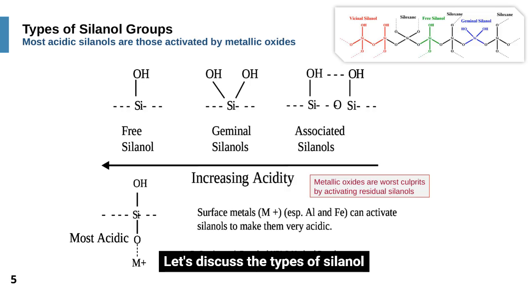Let's discuss the types of silanol groups present in HPLC columns. The acidity of these groups varies, with those activated by metallic oxides being the most acidic. Surface metals, especially aluminum and iron, can activate silanols, making them very acidic.